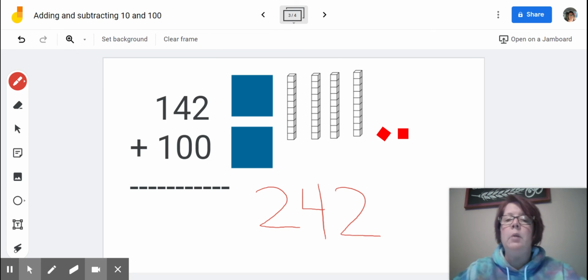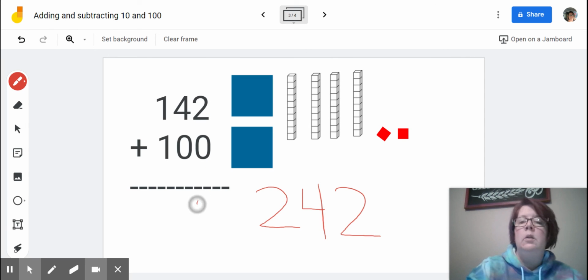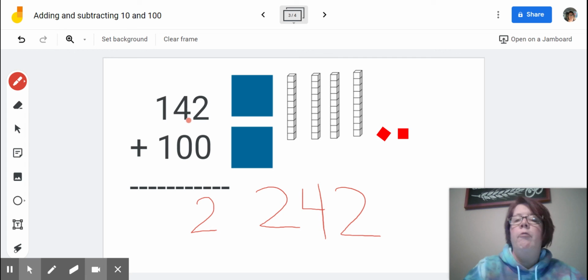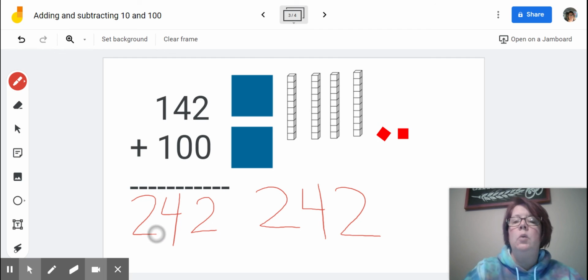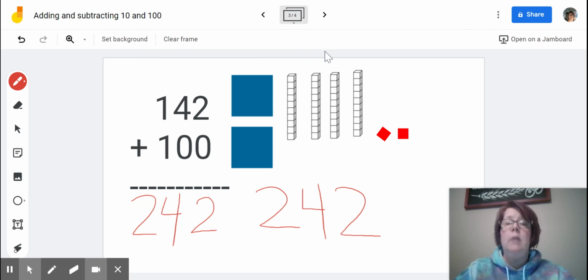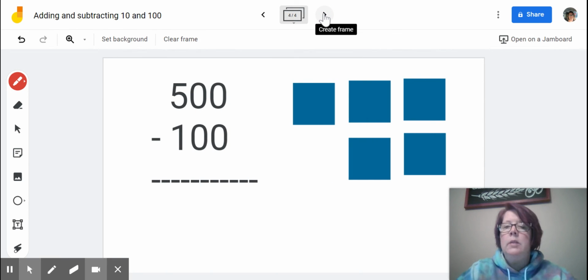And that's the way you do it with the pictures, or what we call quick pictures. Or you can write out your problem so that it looks like this. 142 plus 100 equals, then you just add 2 plus 0, 2, 4 plus 0, 4, 1 plus 1 is 2. So you can get the answer either way. That's adding 100. Now let's talk about subtracting 100.